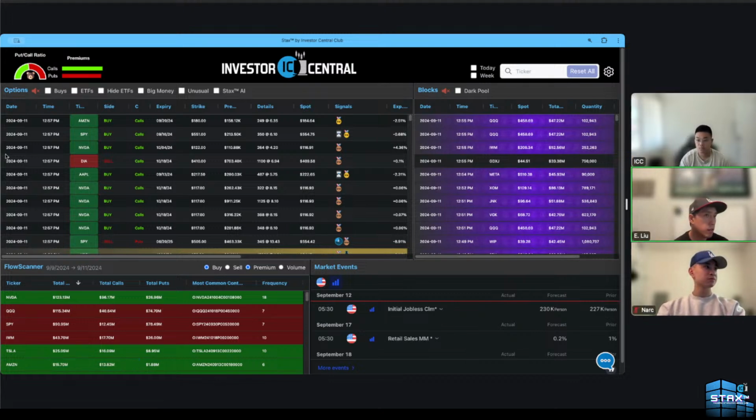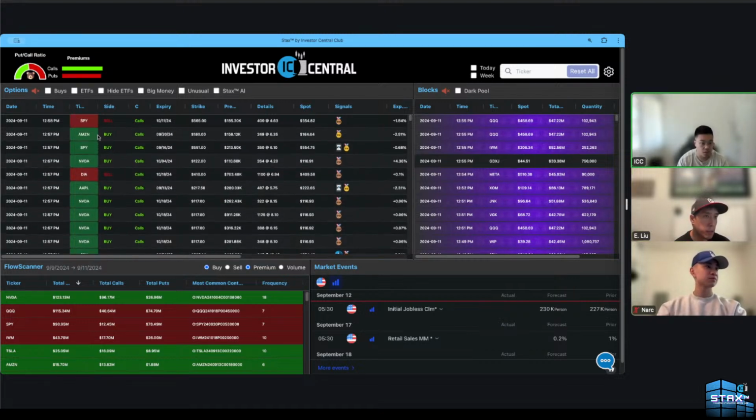We just had even more Nvidia prints come in, some Apple, SPY, Amazon. Yeah, look at these big techs coming in. Big tech pushing up QQQ. You even see here on our dark pool, QQQ being bought up, Meta, end of day.